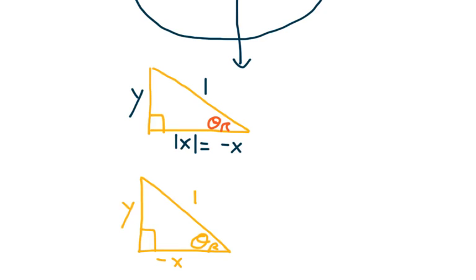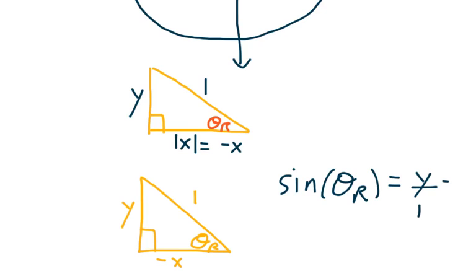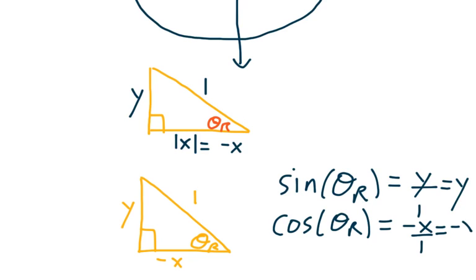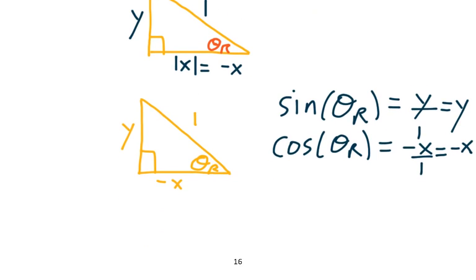So we want to figure out what x and y are, right? Okay, well, by basic right triangle trigonometry, we know that sine of theta sub r is equal to opposite over hypotenuse, which is just y. We also know that cosine of theta sub r is negative x over 1, which is negative x. So you can see how we got x and y.